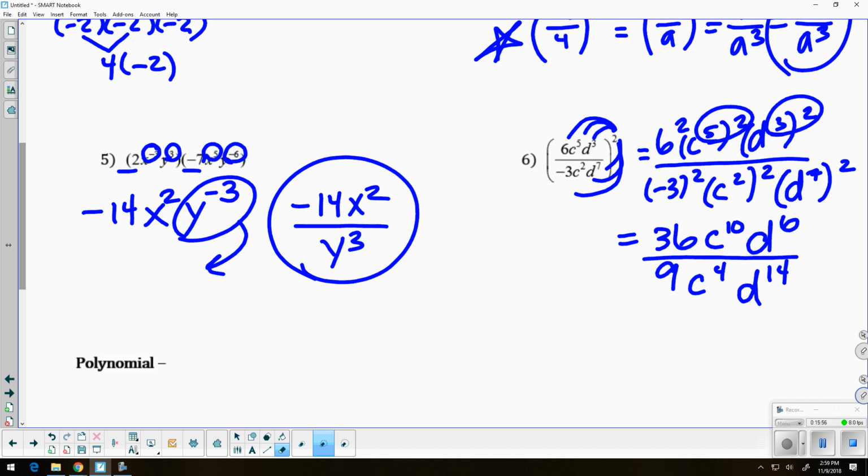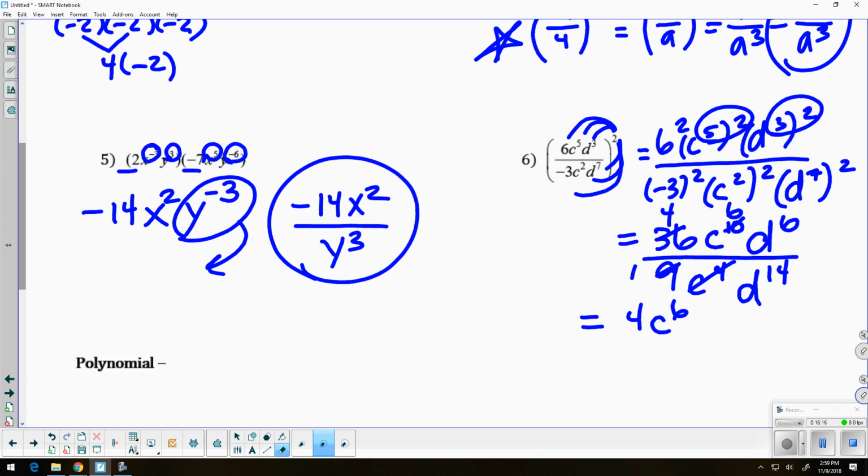Last thing now that you'd want to do is reduce it. So if you reduce down everything, so just doing the 36 over 9, well, that's just 4. So that'd be a 4 on top, 1 on bottom. The c's can reduce down, so if you got 10 on top, 4 on bottom, the 4 would cancel, and you'd have 6 left on top. So I have c to the 6th power.